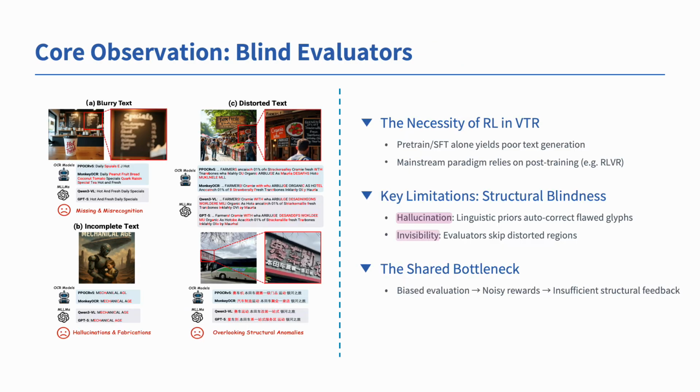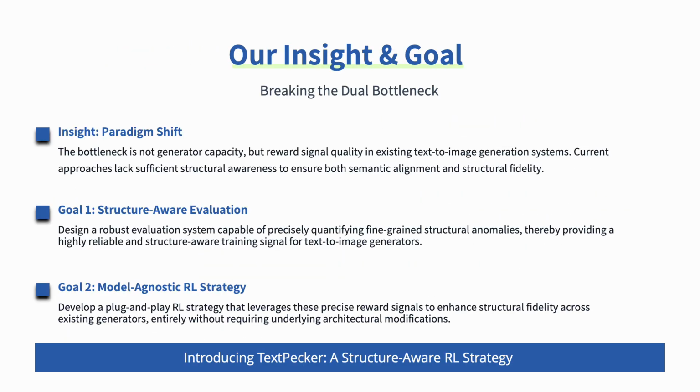Why hasn't post-training fixed this? Because the evaluators driving RL are structurally blind. They suffer from hallucination, auto-correcting broken glyphs, and invisibility, skipping distorted regions. This creates a vicious loop of noisy rewards. Our insight is that the bottleneck isn't generator capacity, but this reward blindness. So our goal is to build a structure-aware evaluator and a plug-and-play RL strategy to break the loop.